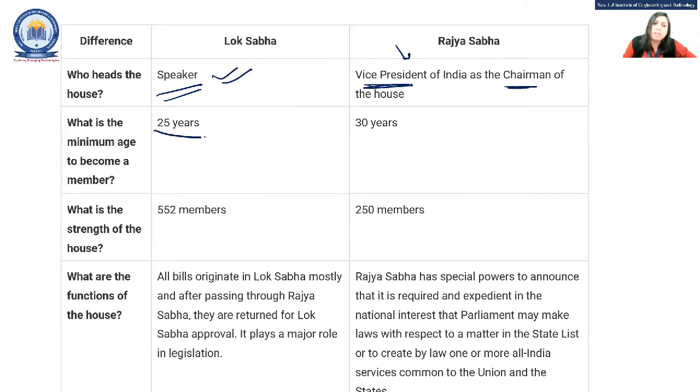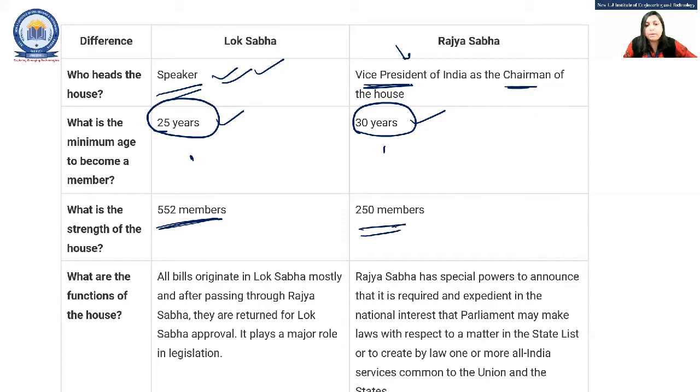The minimum age to become a Lok Sabha member is 25 years and the minimum age to become a Rajya Sabha member is 30 years. That is how the eligibility of a person is mentioned. Any Indian citizen who crosses this age can be a member of Lok Sabha or Rajya Sabha if he or she is elected. What is the strength of these houses? 552 members are there in Lok Sabha, 250 members are there in the Rajya Sabha. That is how the strength of these houses is mentioned.